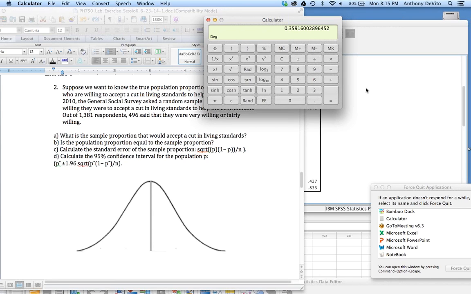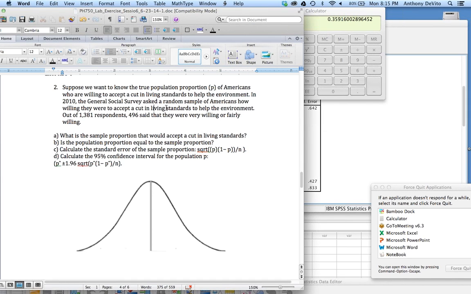They're going to find these, since they're random samples, you're going to find them normally distributed. Except that instead of a mean, did I do this the wrong direction? Let's see. Well, this is percentage. 496 says they were willing to accept a cut in living standards. So it's 496. Rebecca, I think I'm right on this one, right?